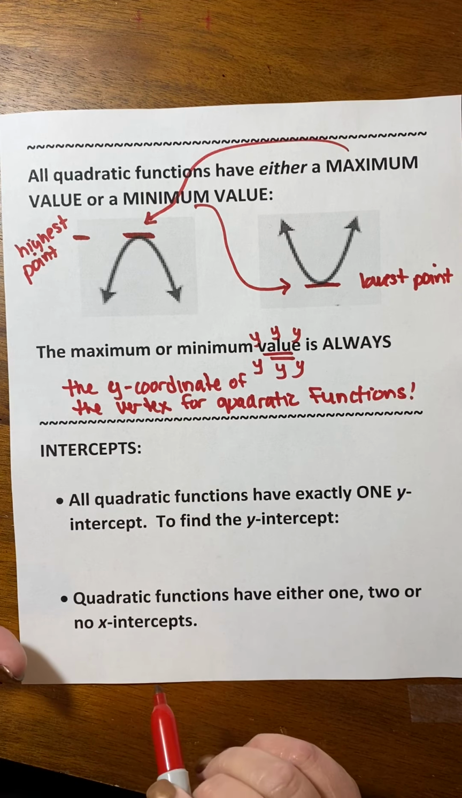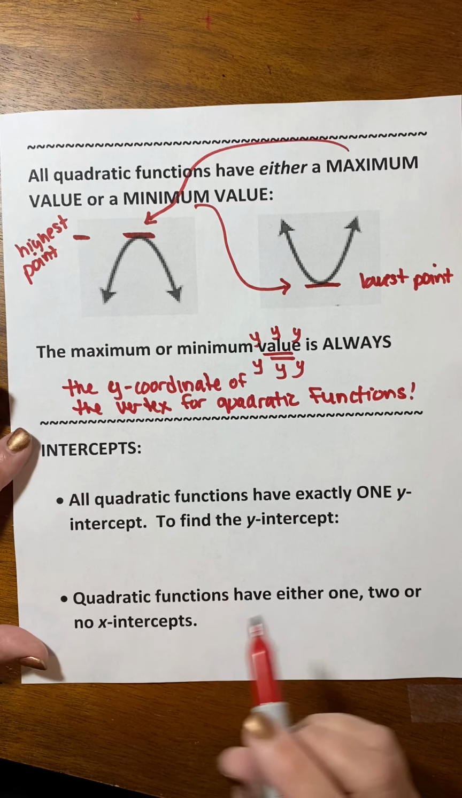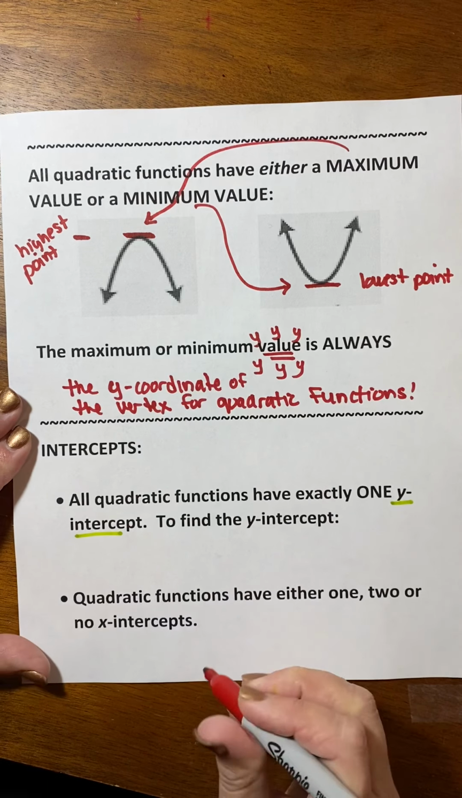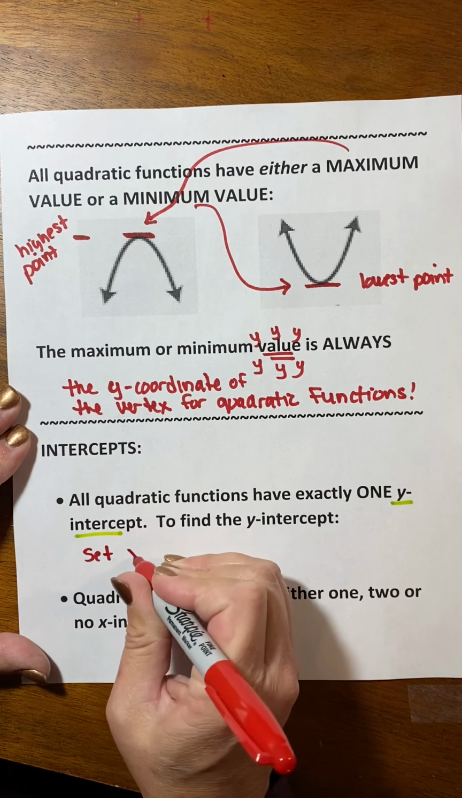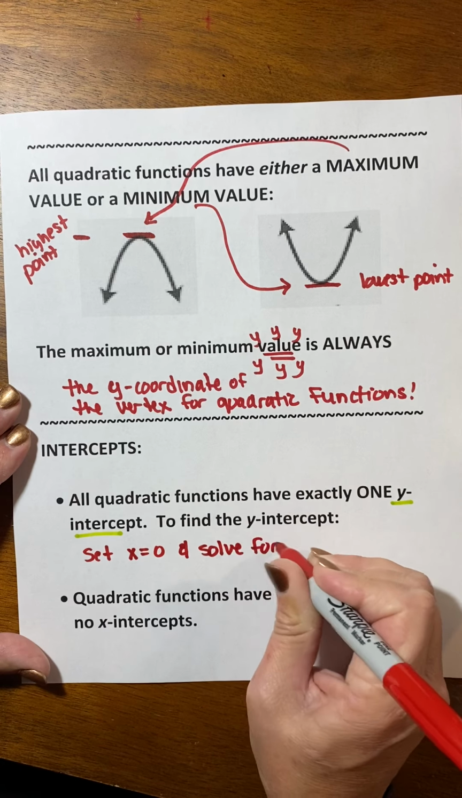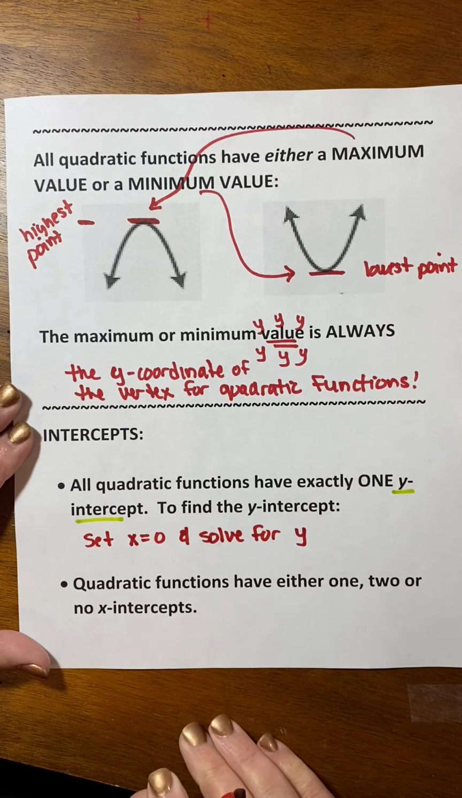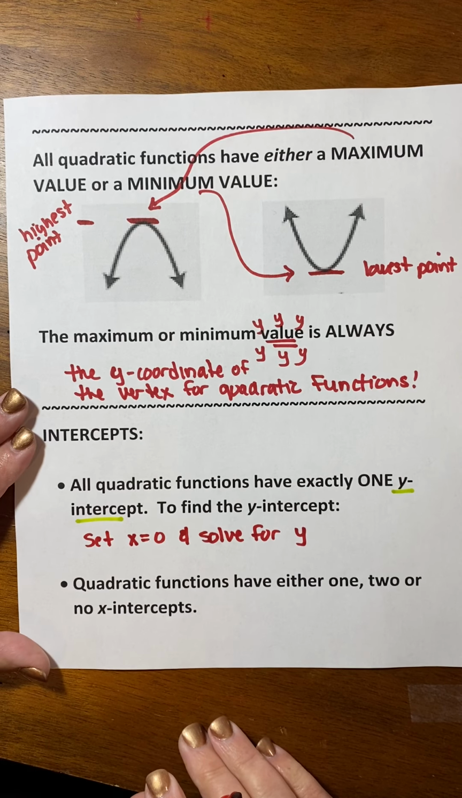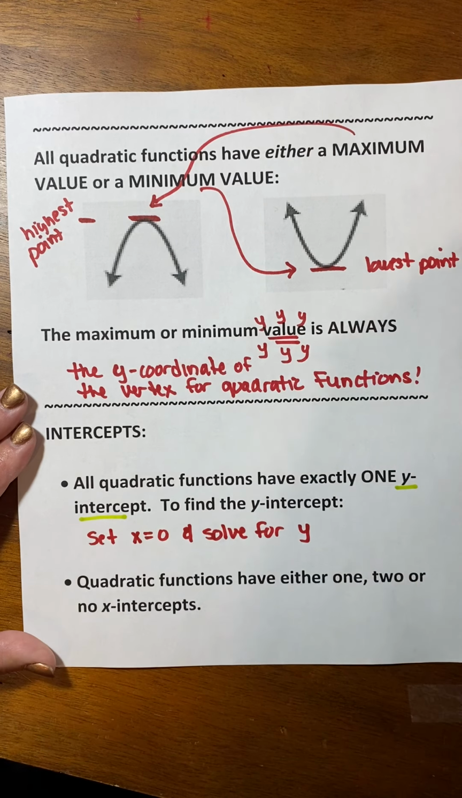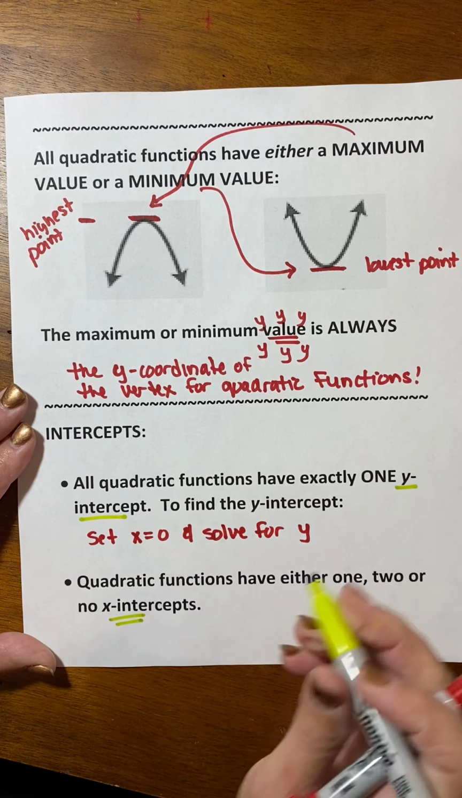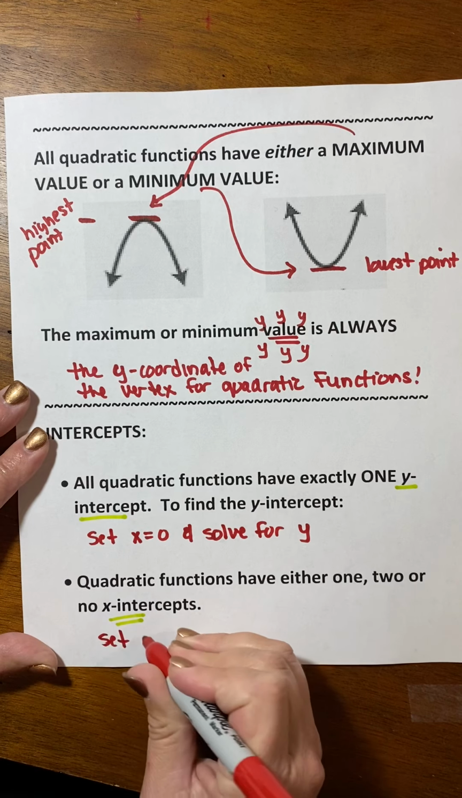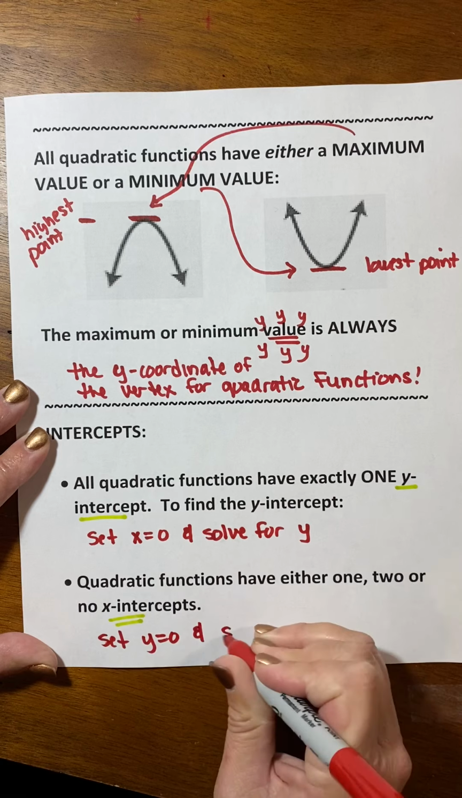The y-intercept is super easy to find. All quadratic functions have exactly one y-intercept. To find the y-intercept, set x equal to 0 and solve for y. To find the x-intercepts, well, we could have either 2, 1, or no x-intercepts. So to find the x-intercepts, you set y equal to 0 and solve for x.